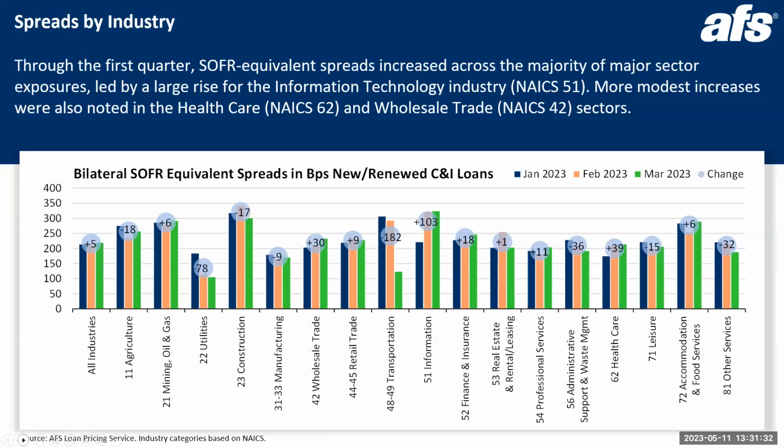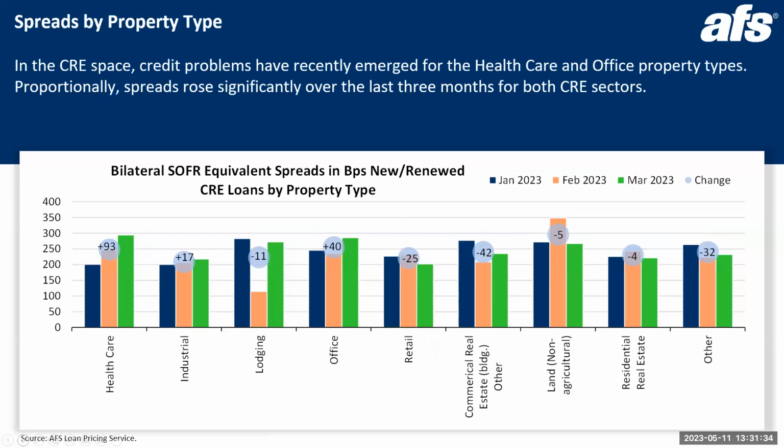On the next slide, we'll take a deeper dive into CRE-based loans and look at different property types. This chart shows us that healthcare and office property types had the highest increases in spread over the quarter. And with the recent stress these industries experienced in recent months, it's not surprising to see them showing an increase in spreads. Other commercial real estate, buildings, and retail showed the largest declines in spread over the quarter, which might be somewhat surprising for those sectors.